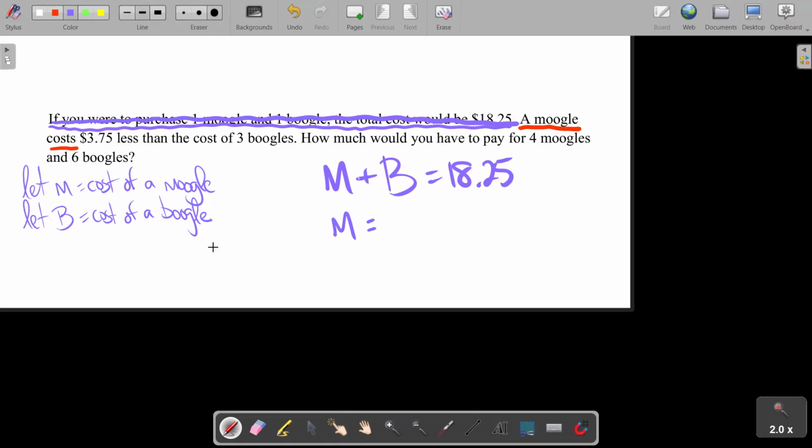Cost is like equals, right? And now I'm going to go on and I'm going to read the green chunk. And I'm going to leave a space before I put my minus 3.75. Because that's what 3.75 less than looks like.